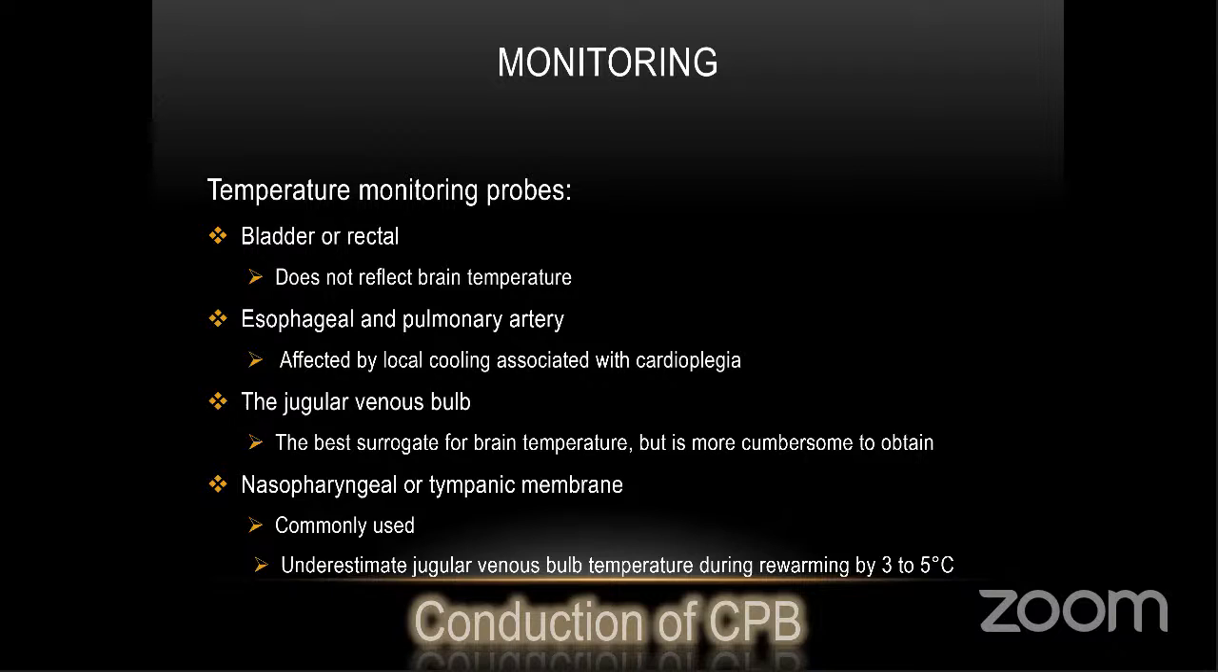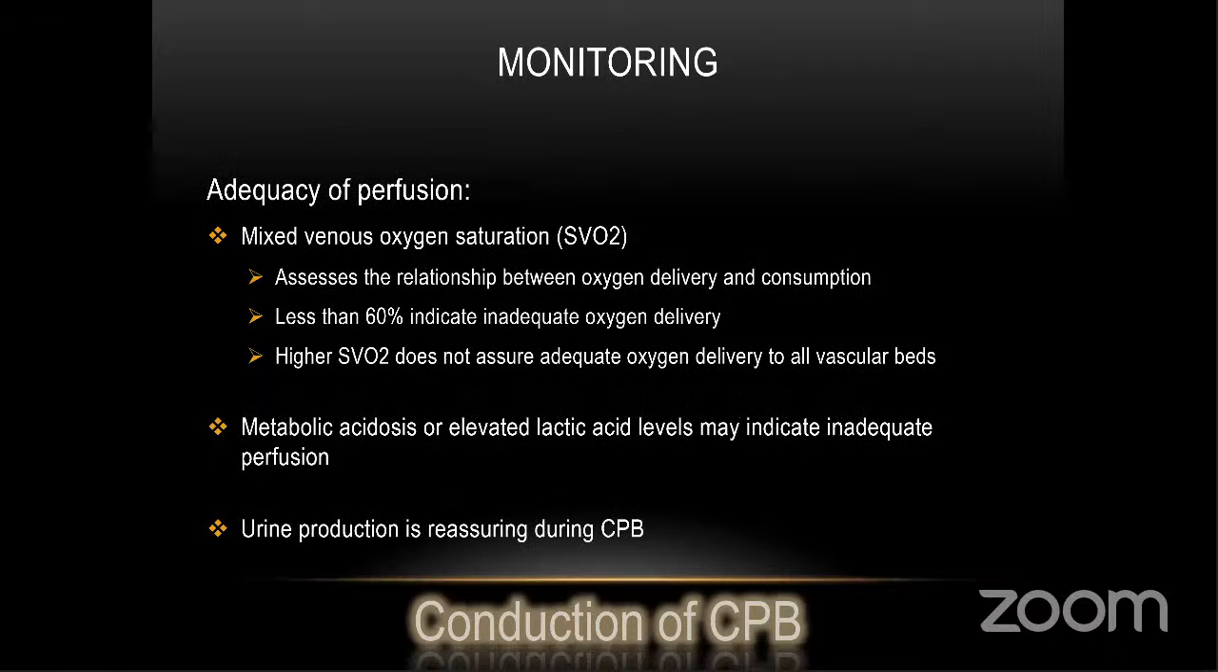The nasopharyngeal or tympanic membrane is commonly used, and during rewarming it usually underestimates the jugular venous bulb temperature by 3 to 5 degrees.